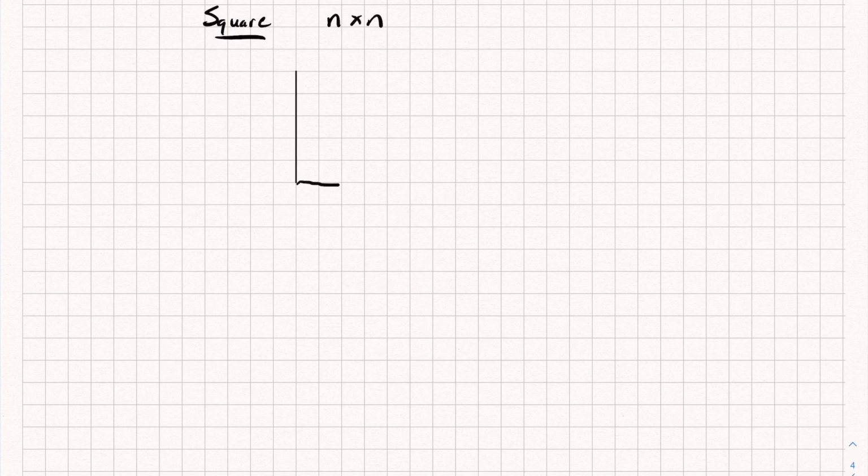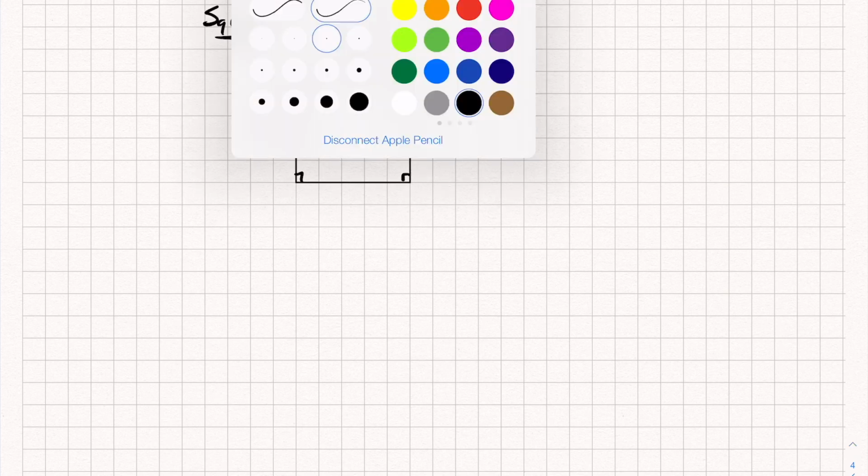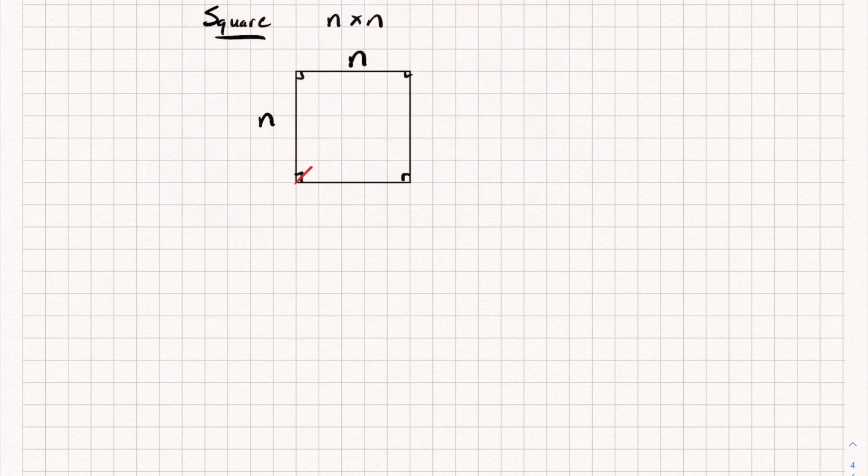So 3, 4, 5, let's go there. 1, 2, 3, 4, 5. Just kind of using the grids to help create my square. So here's an n by n square. We know that by definition, all of these have right angles. So to create a triangle, what I'm going to do is cut along the main diagonal of this square.